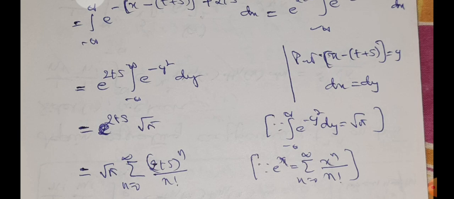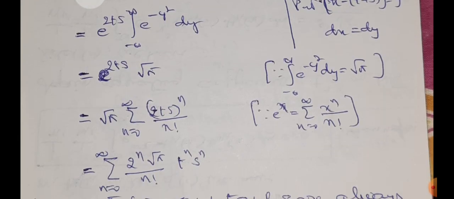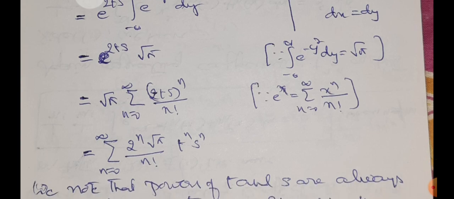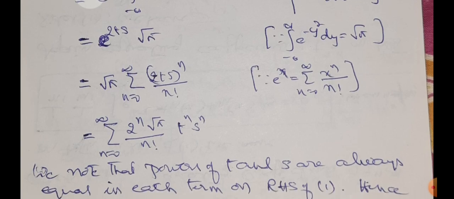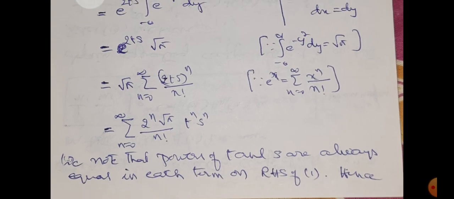Now e power x can be written as a summation of an infinite series. So similarly e power 2ts can be written as summation of 2ts whole power n by n factorial, because e power x equals summation x power n by n factorial. So this becomes 2 power n root pi by n factorial, t power n into s power n. Now we note that the powers of t and s are always equal in each term on the right hand side of 1.